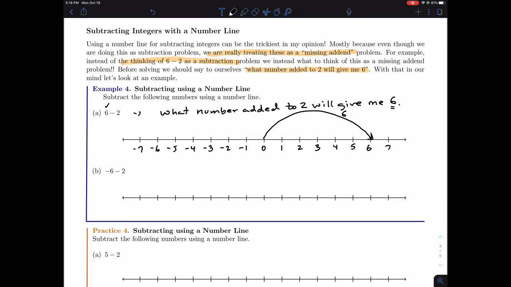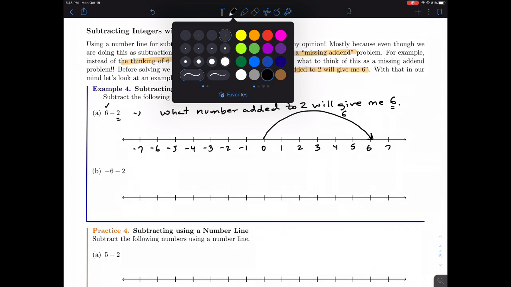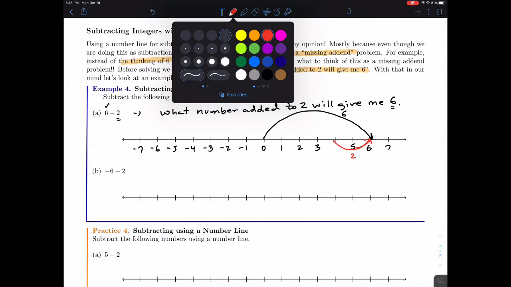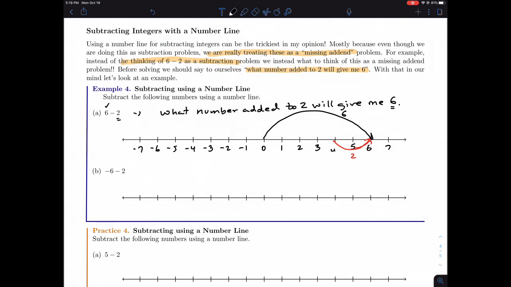And so the idea is the 2 is actually going to go, let me draw it in red, backwards. So the 2 is going to go like this. Because we know something plus 2 gives us 6 in this case. So what do I need to draw? What jump do I need to make in order to actually get my final answer?